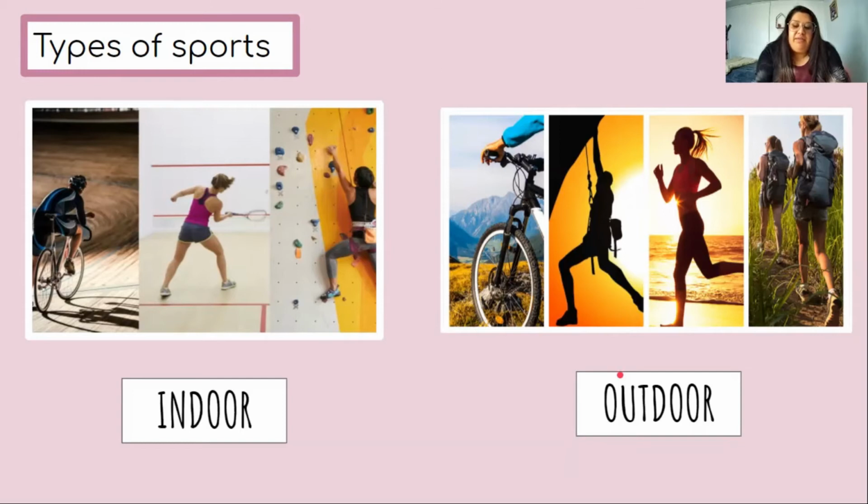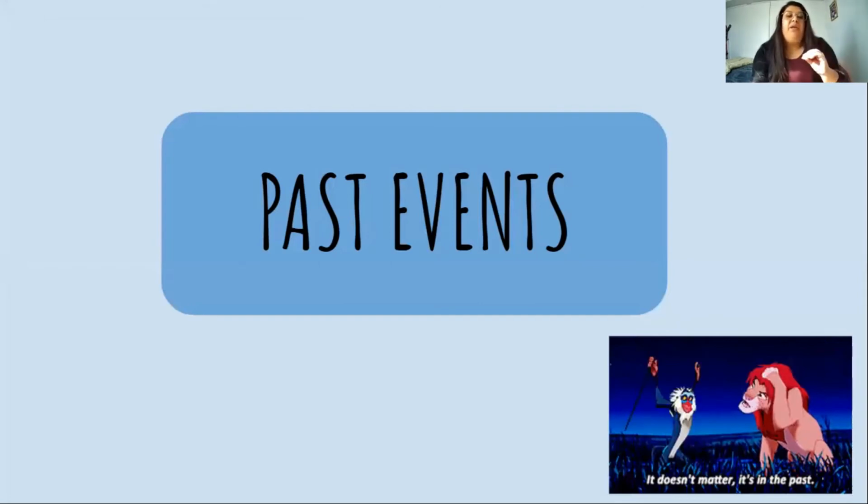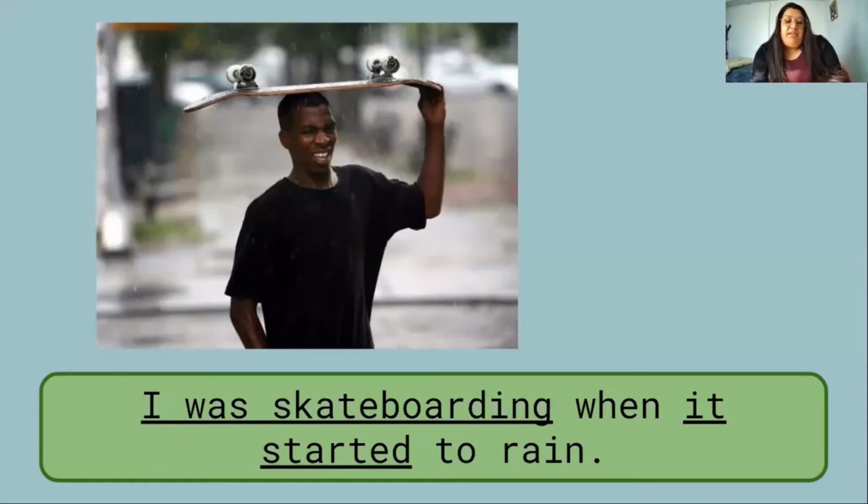Indoor. Very good. So, as I told you, we're going to talk now about the past to clarify some doubts. So, we're going to talk about past events, yeah? Past events, things that are in the past that already happened, okay? Cosas que ya pasaron. So, I was skateboarding when it started to rain. So we have two events in the past. I was skateboarding, one. It started to rain, two. Ya, tenemos dos eventos en el pasado. I was skateboarding, it started to rain.